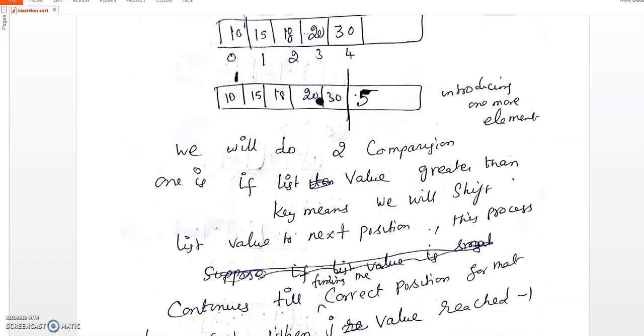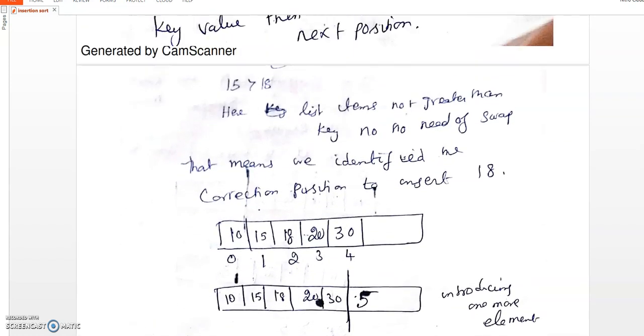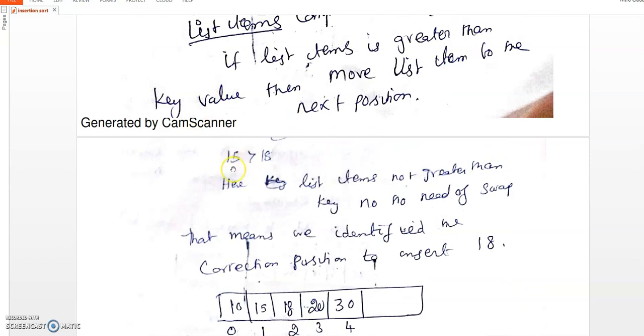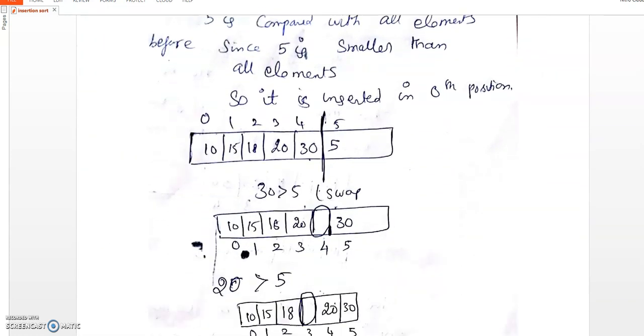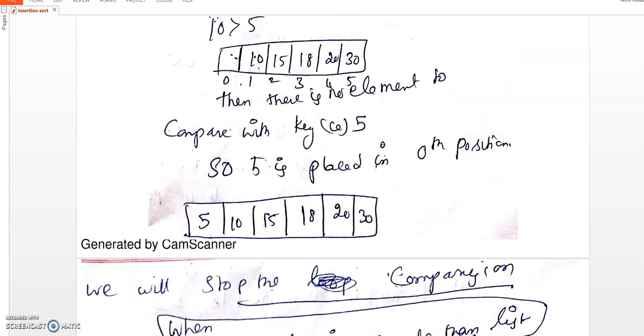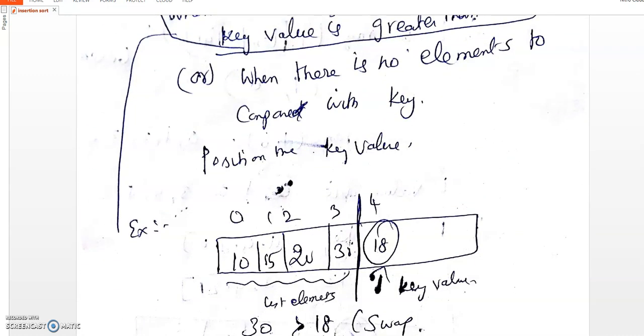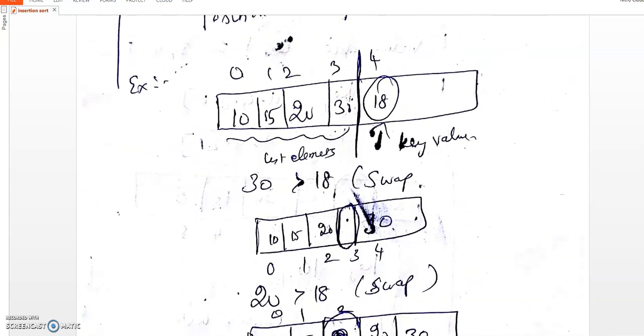So we are making two comparisons. Here, in this case, the elements in the sorted list are not greater than the key element. In that case also we have identified the correct position, so no need to go for the execution of the loop. So we will come out of the loop, as well as when there is no element to compare, then we will place the element in the 0th position. In that case also we will end the loop and come out of the loop. Okay, understand?